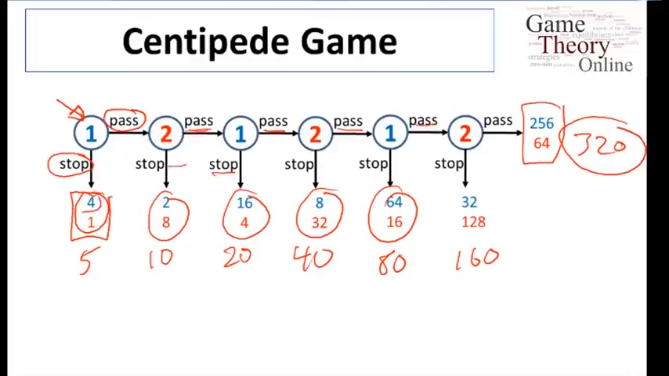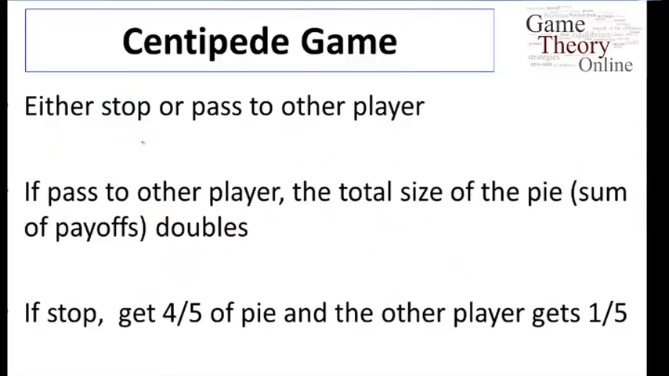So in this case, the blue payoff is the first player, the red payoff is the second player in each one of these entries. So what makes the Centipede game interesting is the fact that although the total sum of the payoffs keeps going up, the size of the pie keeps growing, when we stop at any point in time, the player who chose to stop gets most of the pie. So they get 4/5 of the payoff, and the other player gets 1/5 of the payoff.